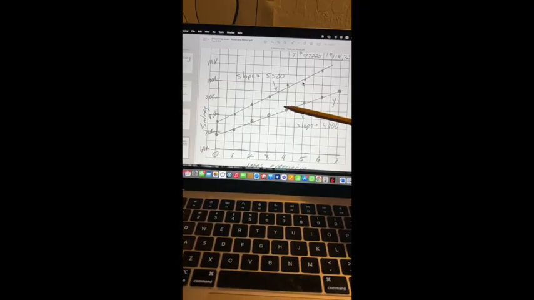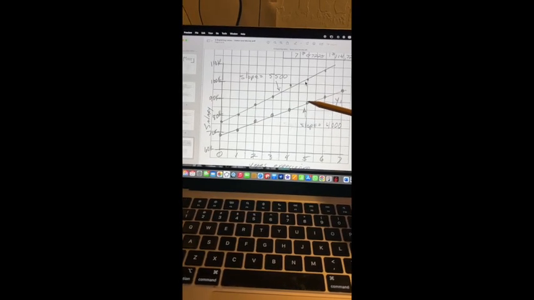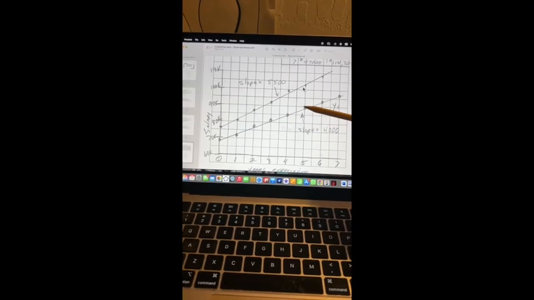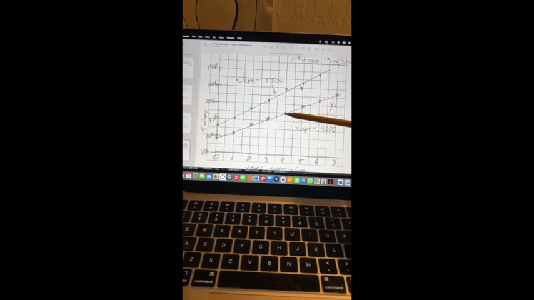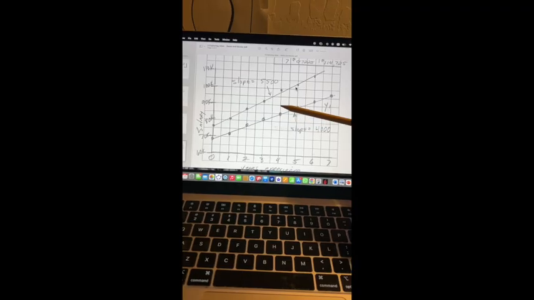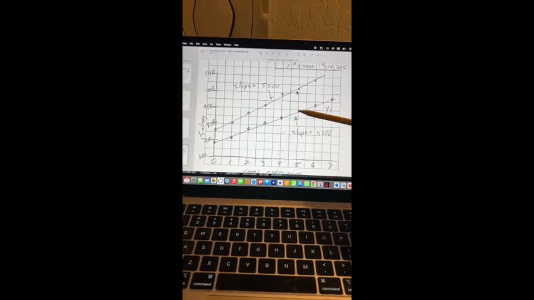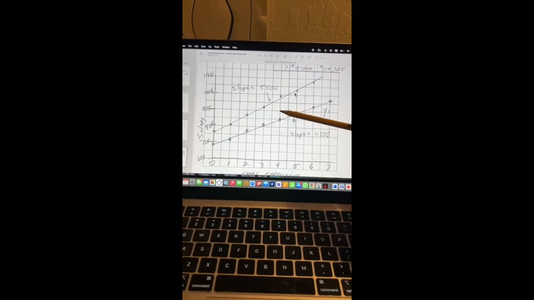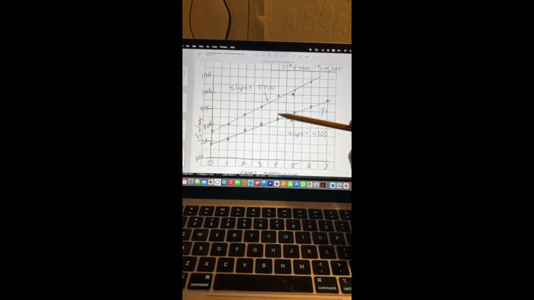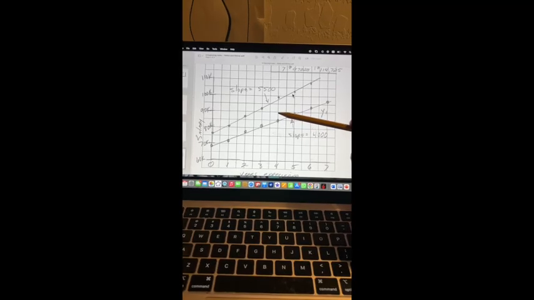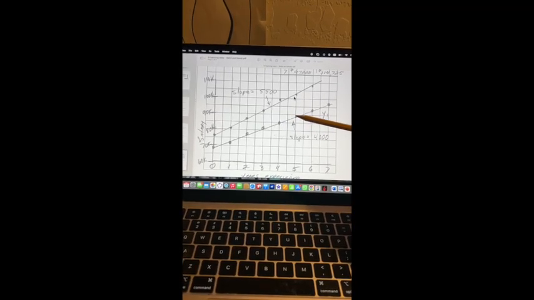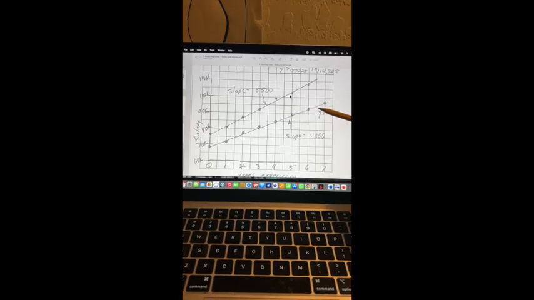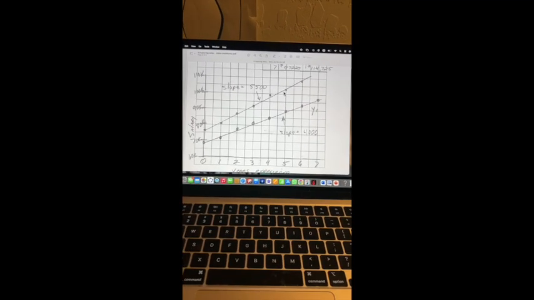Now you might have noticed I did a little triangle right here. I went up and over. This is called the slope triangle, going from one point up and over to the next point. And it's this up that we're concerned about here. It's up $4,000 every single time. You go up $4,000, you go over a year. You go up $4,000, you go over a year, and so on and so forth.